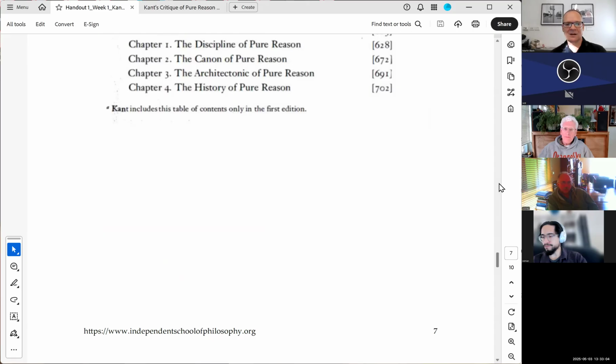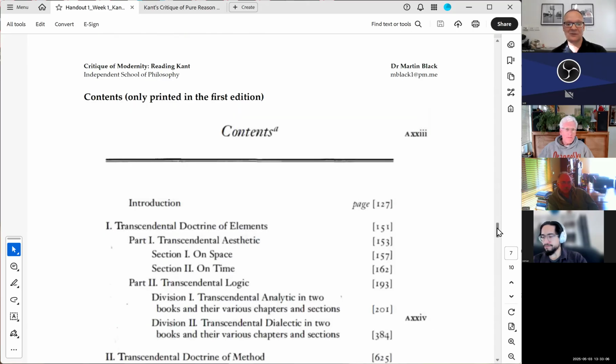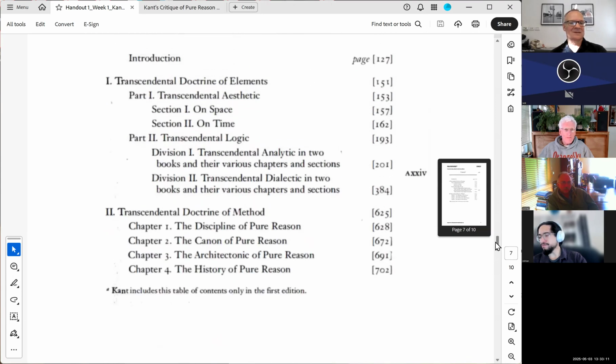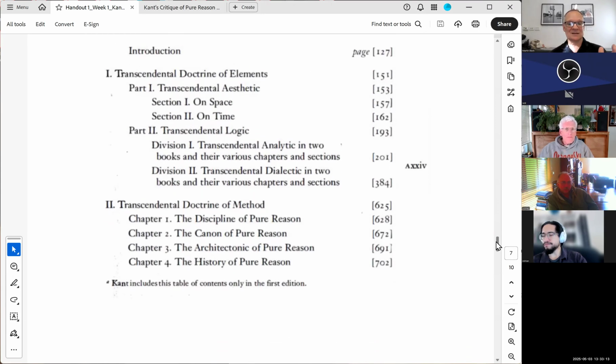Okay, now, if we skip ahead to, where are we? Page 7. This is just the contents, and this has only appeared in the first edition of the Critique of Pure Reason. And I'm just going to point out some of the massive things. It doesn't include the prefaces, which we're going to read some of shortly. There is an introduction, and there are A and B introductions. We're only going to look at some of the B edition introduction.